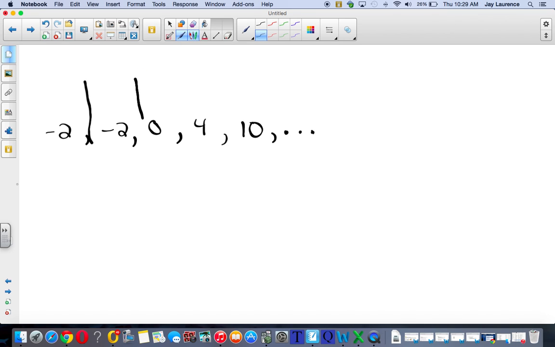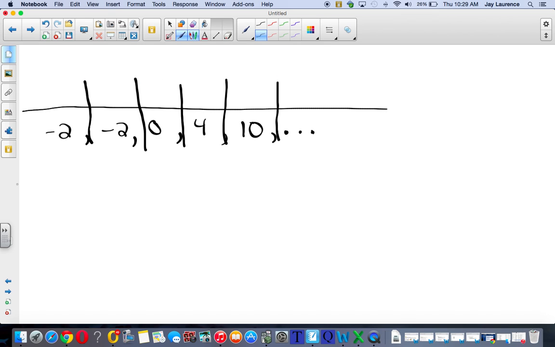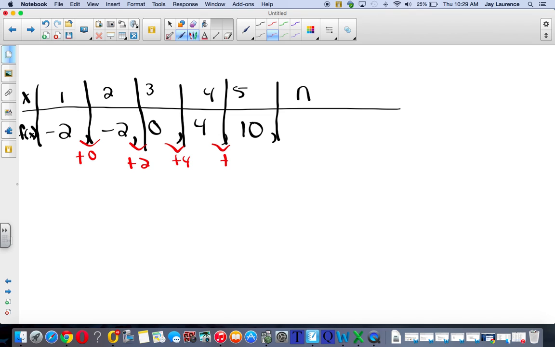All right, so I'm going to put my little table in here. And let's see. I got x. I've got f of x. And I got 1, 2, 3, 4, 5. And I will do my nth term, right? So I'm going to look for the first differences. Well, this is plus 0, right? And this is plus 2, and plus 4, and plus 6.